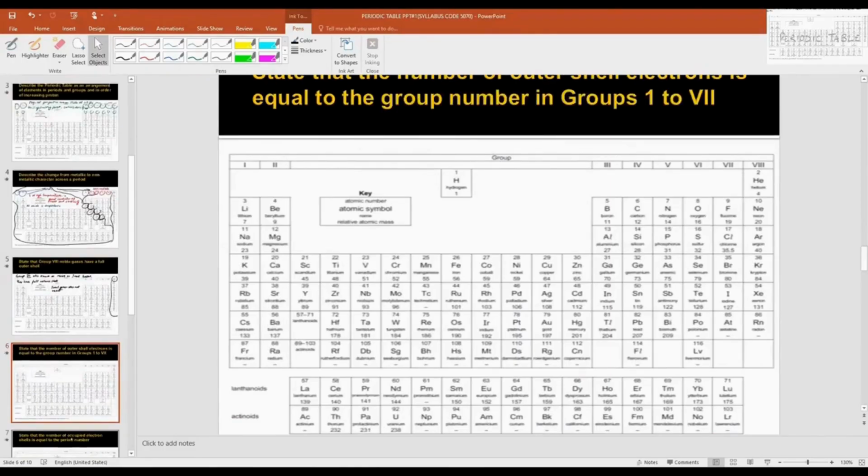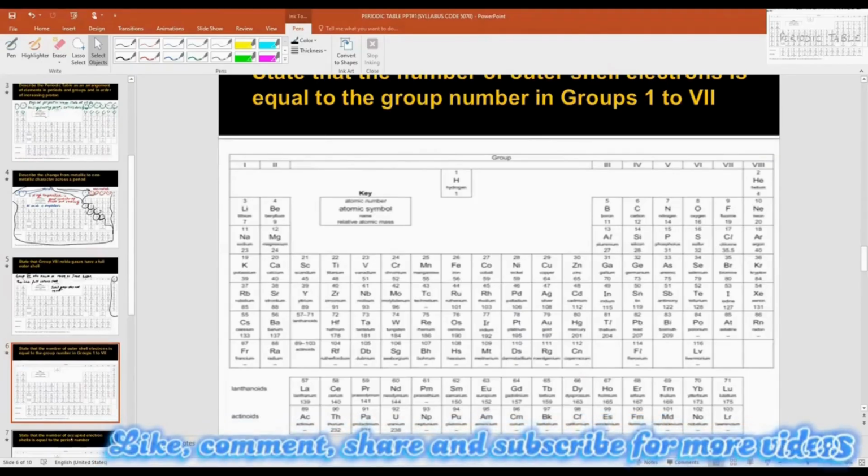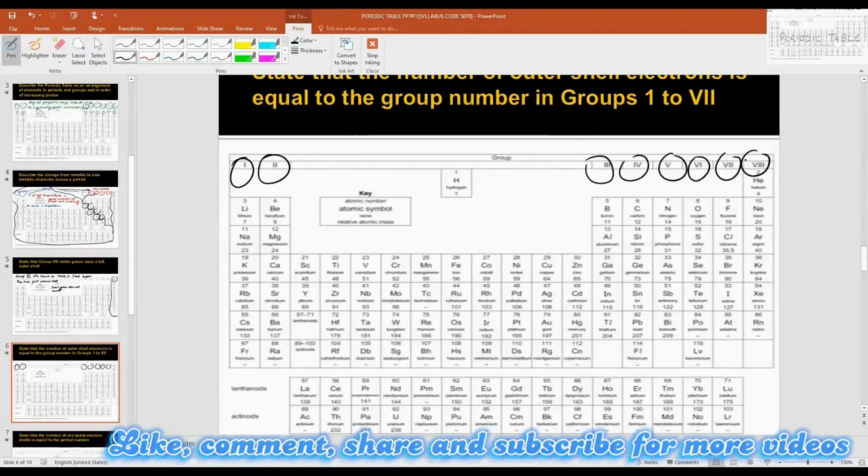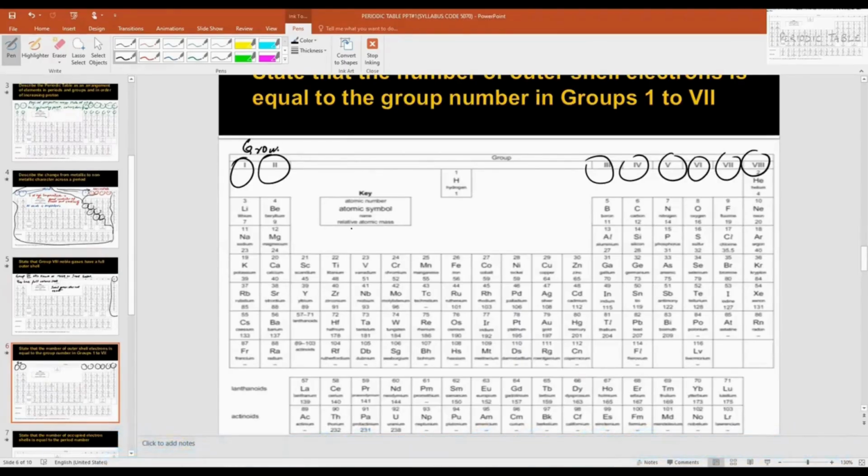State that the number of outer shell electrons is equal to the group number in groups 1 to 7. These are the groups 3, 4, 5, 6, 7, 8. The vertical columns of elements are known as groups. Groups are vertical columns of elements.